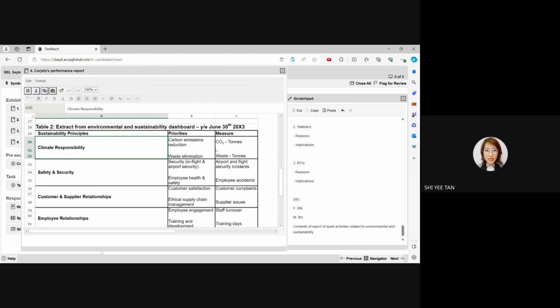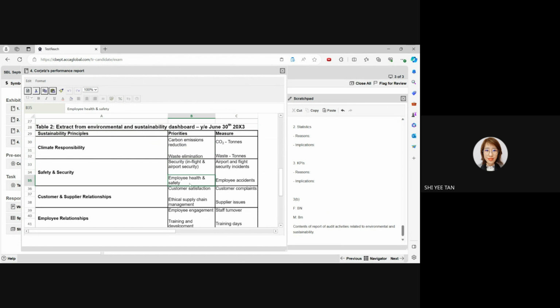Climate responsibility, carbon emission reduction, and waste elimination are the priority of the company. So they want to reduce the carbon emission, and also they want to reduce the waste. So this is how they measure it. Safety and security. The priority is security in terms of in-flight and airport security. So it means no people hijack the airplane, they want to make sure this is achieved.